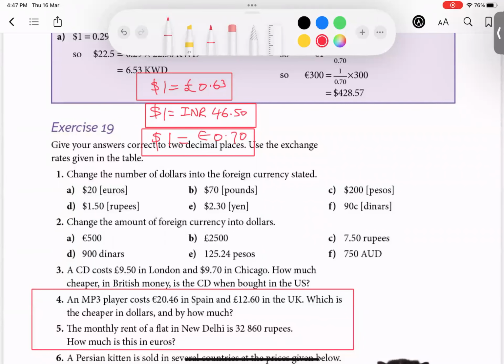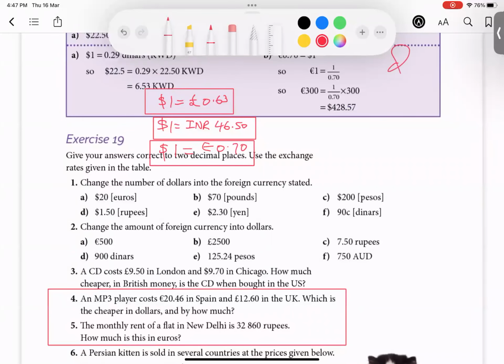So let's start, students. I'm doing question number 4 first. There are two currencies, one is a euro, one is a pound, and we want to find the price in dollars. So we have to convert both. First I'm writing dollar and euro. The dollar and euro connection is given here. $1 is 0.70 euro. And I need to find now 20.46 euros, how many dollars? So dollars in Spain, I write S. Why S? S for Spain.